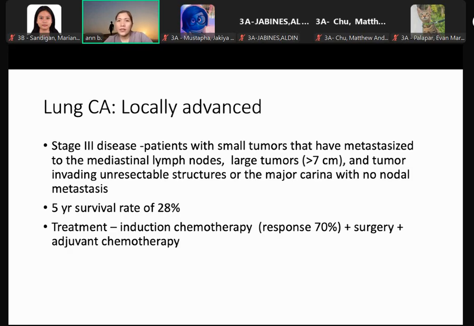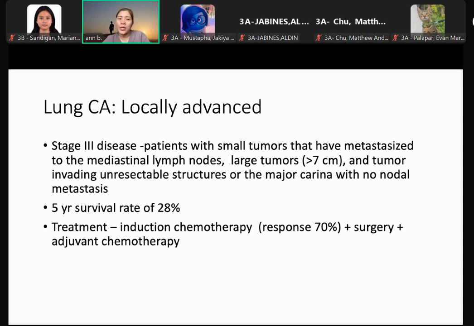So again, the assessment is based on the patient's performance status and the lung risk stratification for these kinds of patients. Because again, stage 3 disease is very controversial. If we say surgical removal right away, the problem is the disease-free survival for this patient.